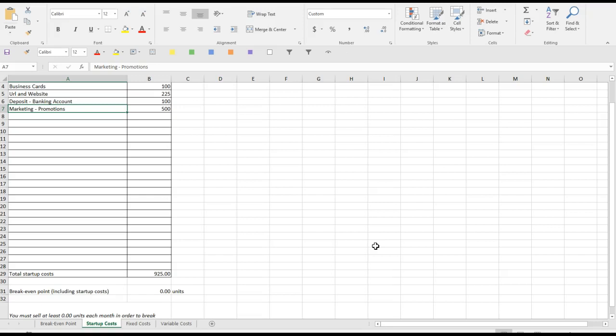So I filled in a few things on the spreadsheet already. If you look down at the bottom of the spreadsheet, the first tab is break-even point, followed by startup cost, fixed cost, and variable cost. So I want to kick off with startup costs.